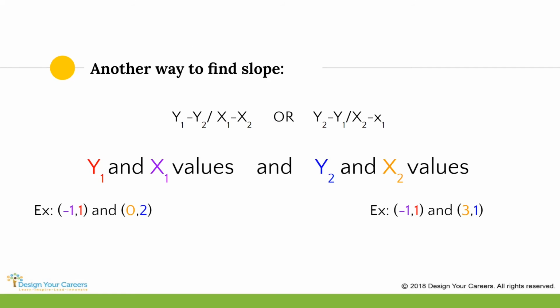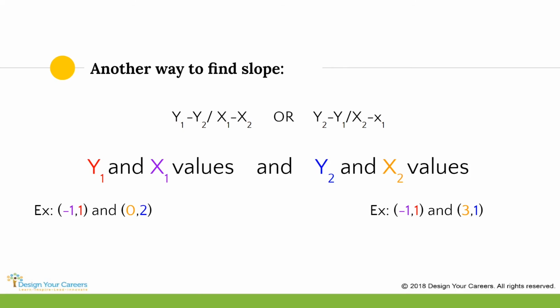All right. So another way that we should be able to find slope is by these equations that we have right here. So one way that you can do it is y1 minus y2 divided by x1 minus x2, or y2 minus y1 divided by x2 minus x1. So notice that no matter what, either the y2 values are being subtracted by the y1 values, or the y1 values are being subtracted by the y2 values.